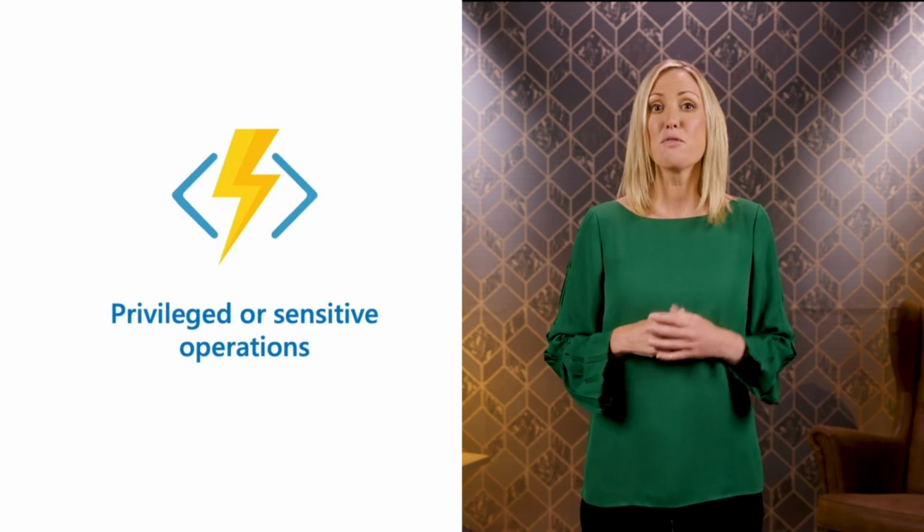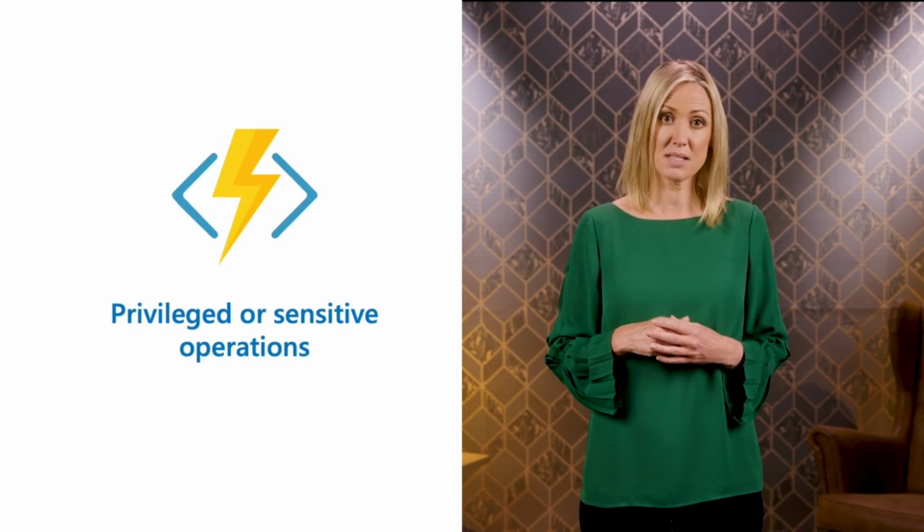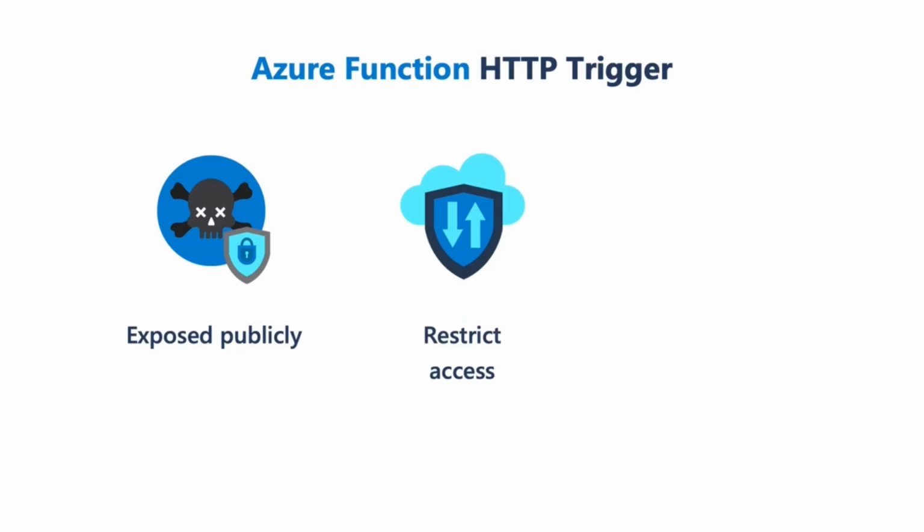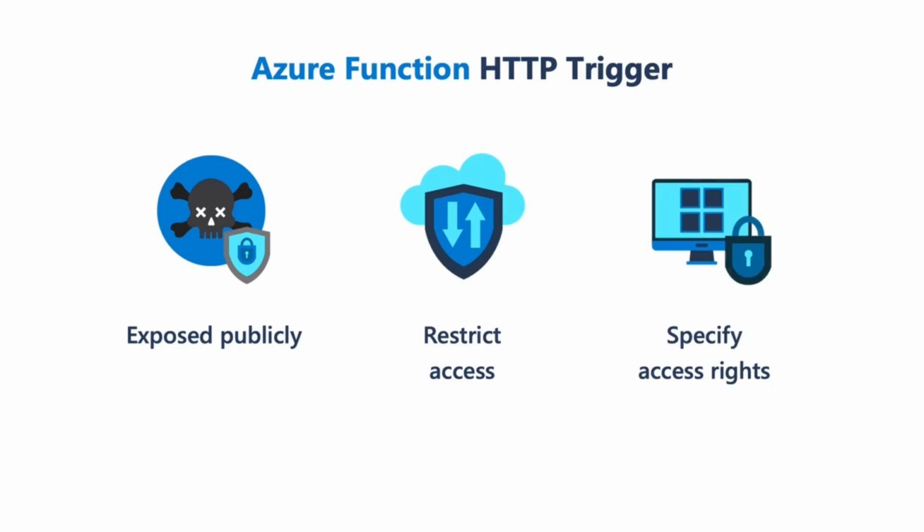An Azure function can perform privileged or sensitive operations. An Azure function triggered by a HTTP request could be exposed publicly. You might need to limit the ability to run this function to selected groups of users. You protect an Azure function by specifying the access rights required to trigger the function.